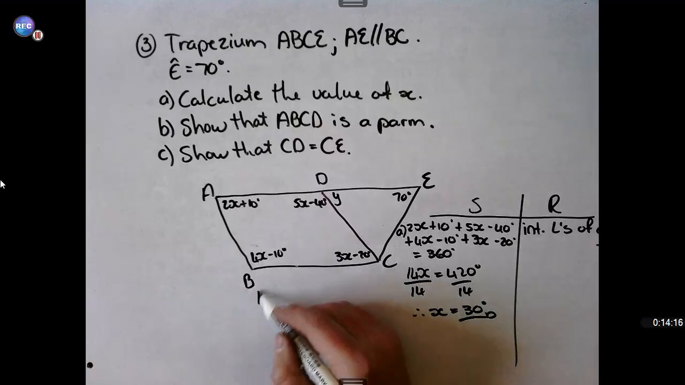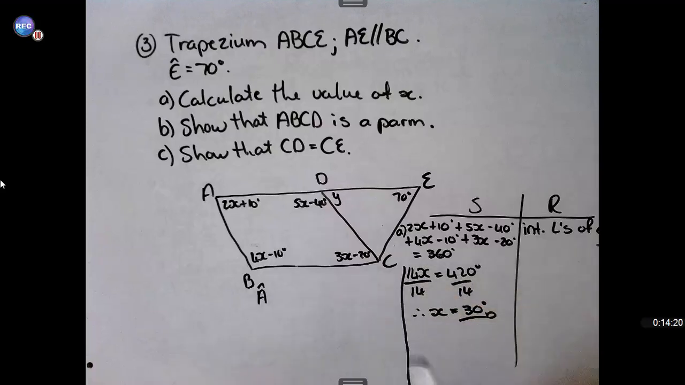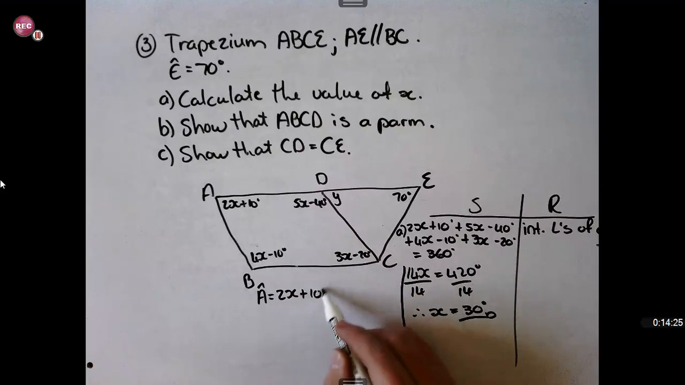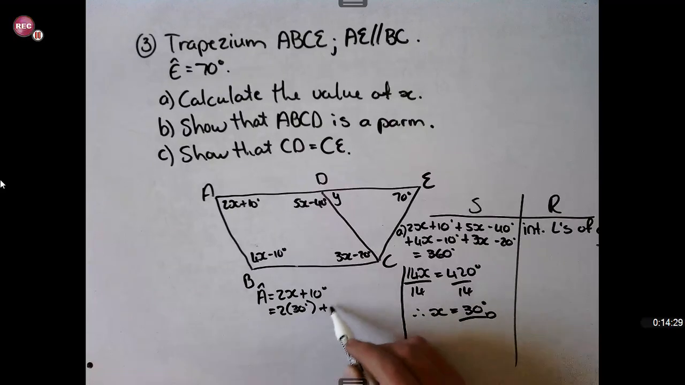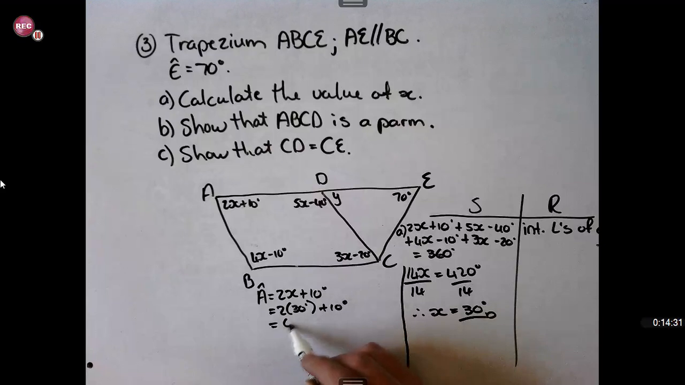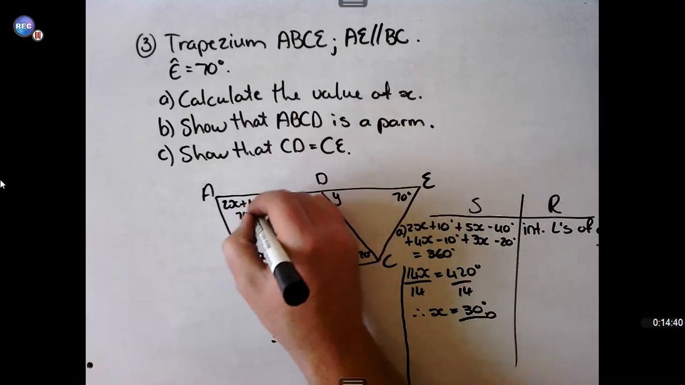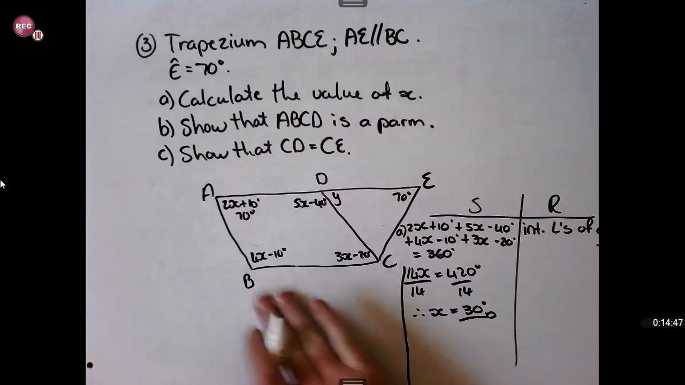So angle A, let me just do this so that you know it's separate. Angle A is equal to 2x plus 10. If you substitute 30 into the x, you'll get 60 degrees plus 10 degrees, and that will give me 70 degrees at the end of the day. So this is 70 degrees because you've calculated it now. Okay, now I'm going to erase this.